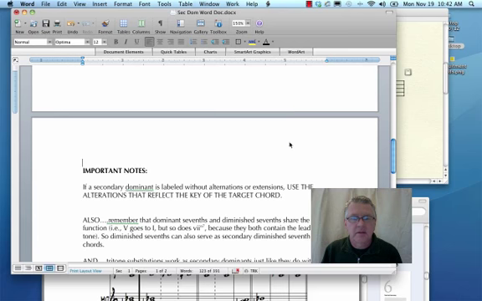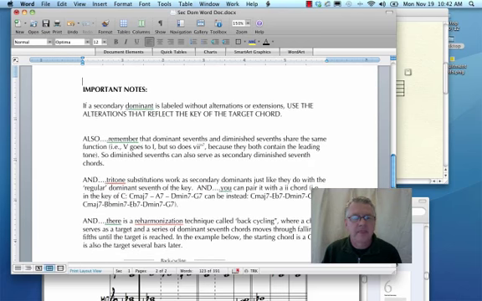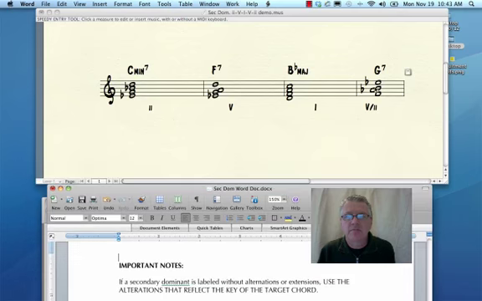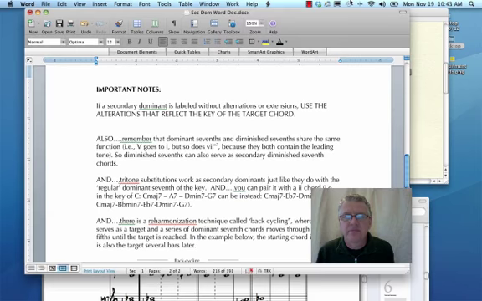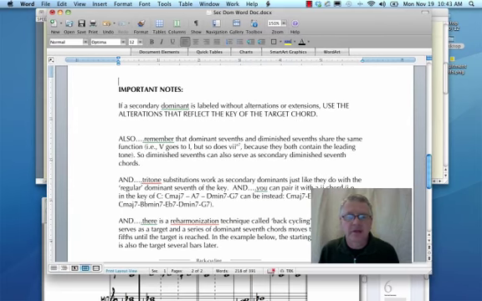So, to summarize, if a secondary dominant is labeled without alterations or extensions, which is usually the case, use the alterations that reflect the key of the target chord. I have got to be in the key of C minor right here. This is maybe the most common mistake I'll see. In other words, sometimes when people are improvising they will think Mixolydian mode because they see a dominant seventh. Well, that's not correct. You need to play in the key of C minor right there. And also when you're arranging, you need to obviously keep that in mind.